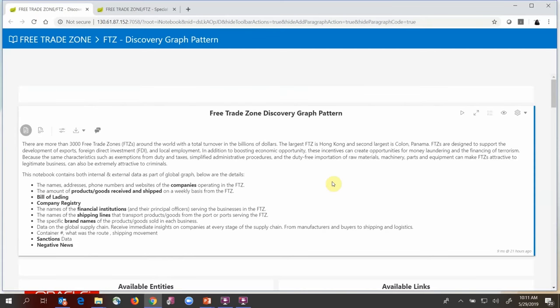Here, you're looking at an example of a notebook which is designed for pattern discovery. In the beginning, we have the description of the notebook, which essentially says it is for pattern discovery, finding suspicious risk within our database. The data we are using is a combination of external and internal data, such as bill of lading, company registry, free trade zone, sanctions, negative news, and so on.